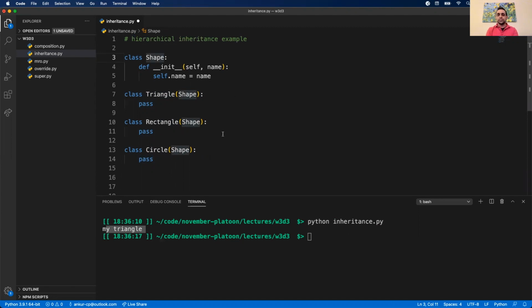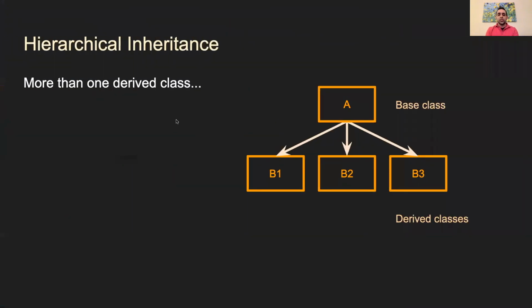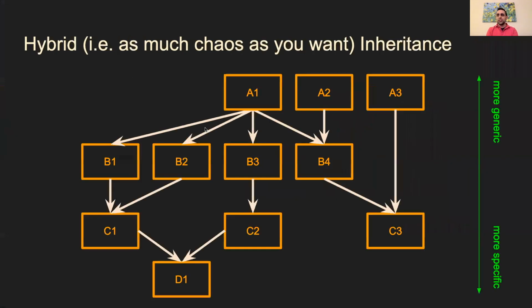All right, let's move on. Those are the types of inheritance. Now, there's also, I guess, a fifth one, but not really. It's called hybrid inheritance. I just named this as much chaos as you want inheritance. This is a sample class diagram that I've created. This could be a real world example. Again, it just depends how complex your relationships might get.